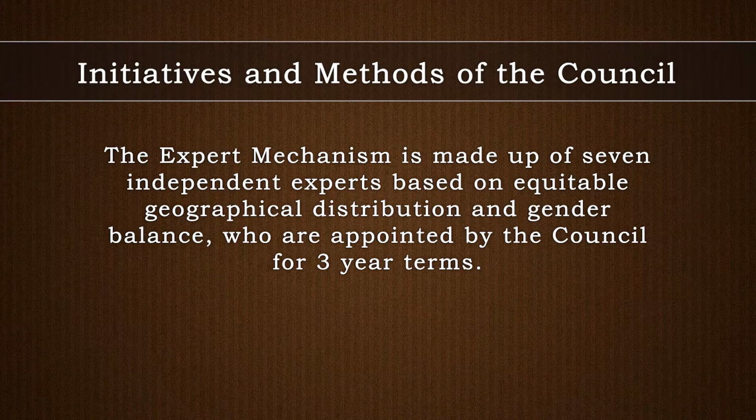Further, the expert mechanism may also provide member states with technical advice in order to develop domestic policies upholding the rights of the indigenous peoples, and may also look into the implementation of such recommendations. The expert mechanism is made up of 7 independent experts based on equitable geographical distribution and gender balance, who are appointed by the Council for a 3-year term.